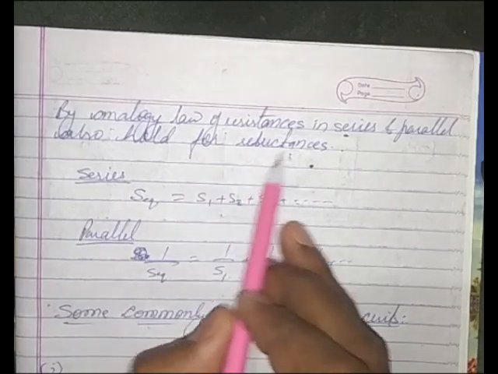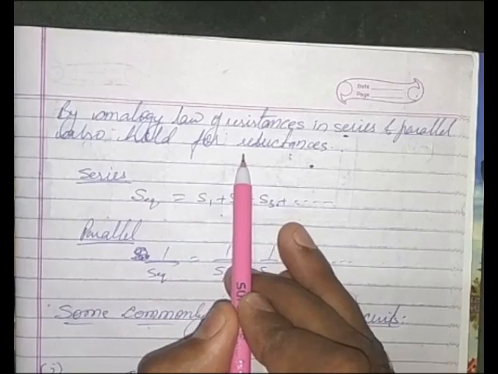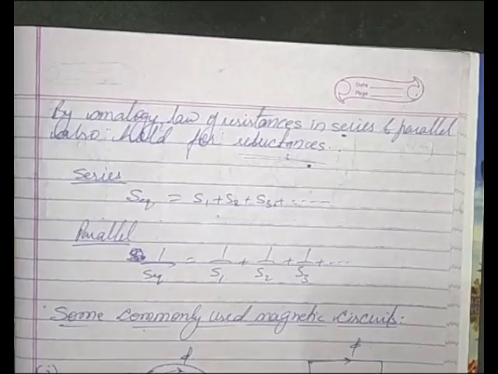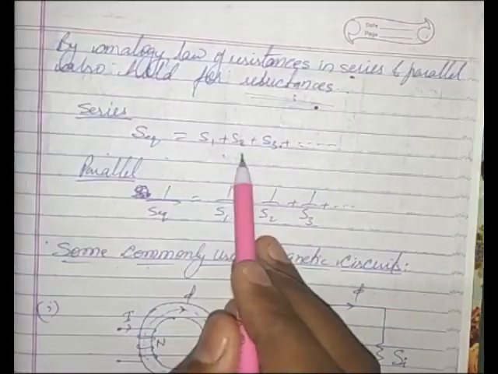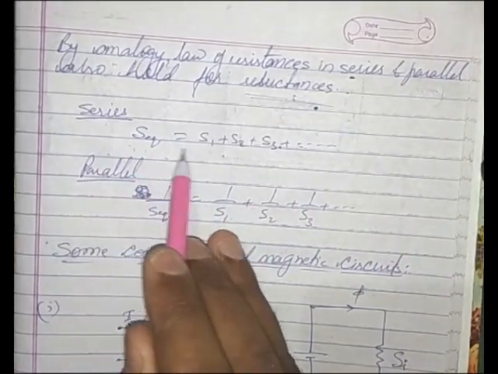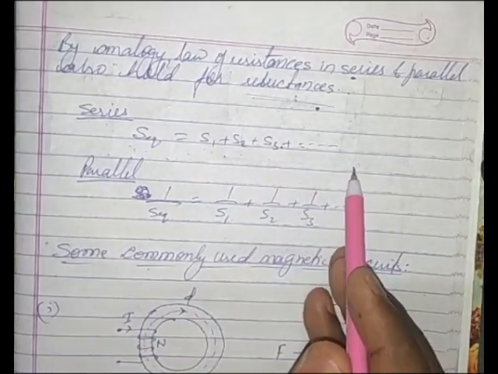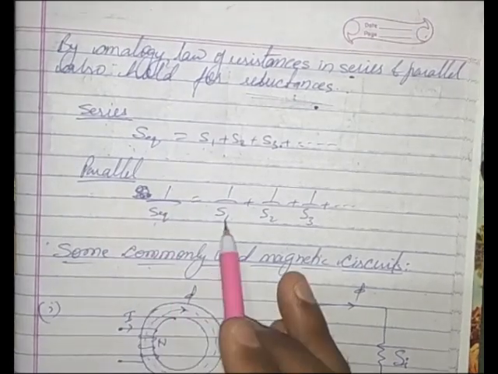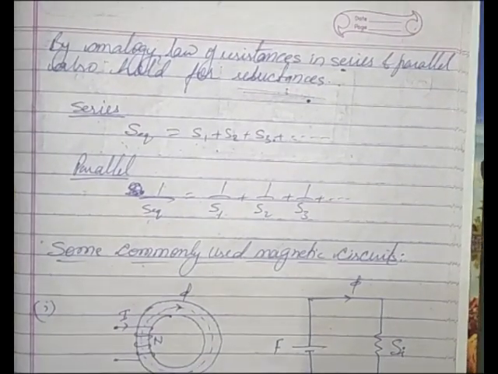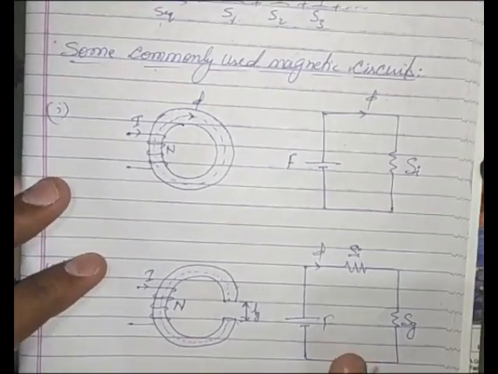By analogy, the laws of resistance in series and parallel also hold for reluctances. So in series, resistances are added like R1 plus R2 plus R3 plus ... Rn. In a similar manner, the equivalent reluctance S is equal to S1 plus S2 plus S3 and so on, if S1, S2, S3 are in series. And in parallel, 1 upon S equivalent is equal to 1 upon S1 plus 1 upon S2 plus 1 upon S3 plus ... 1 upon Sn. Okay, so now we are going to discuss some of the commonly used magnetic circuits.